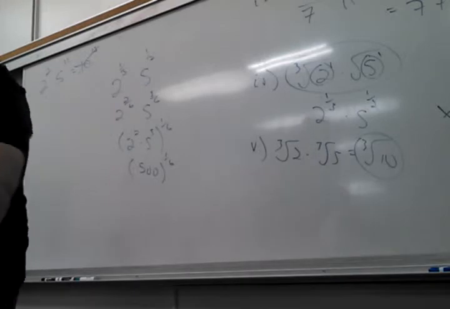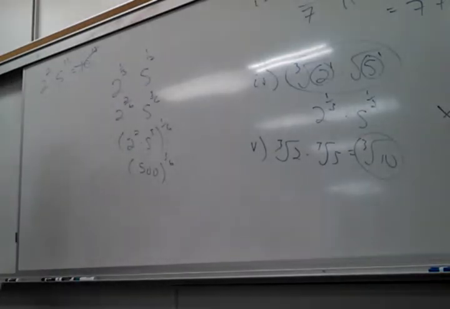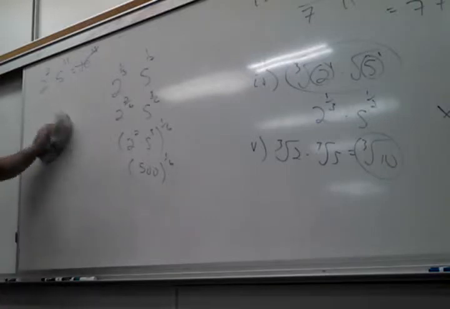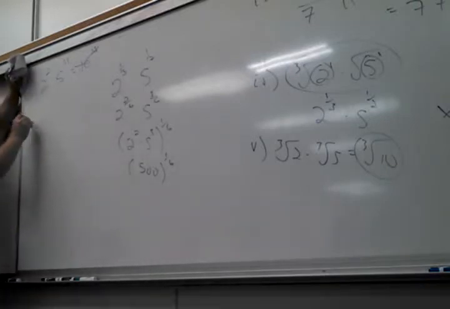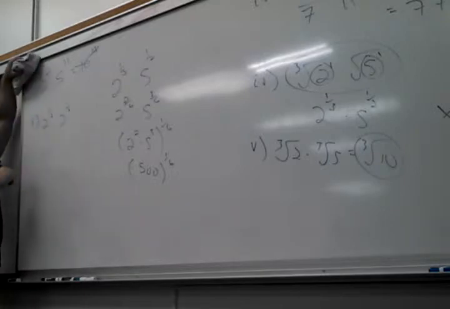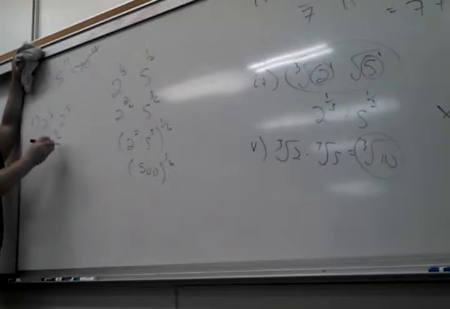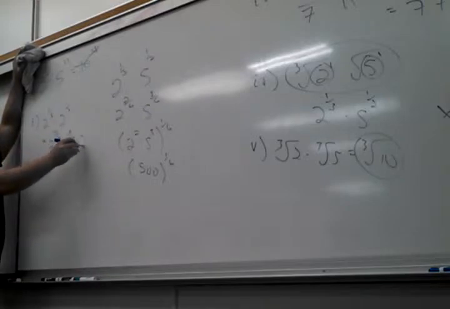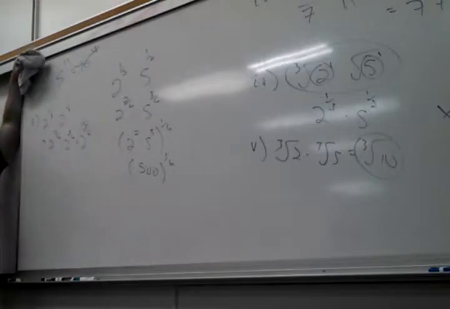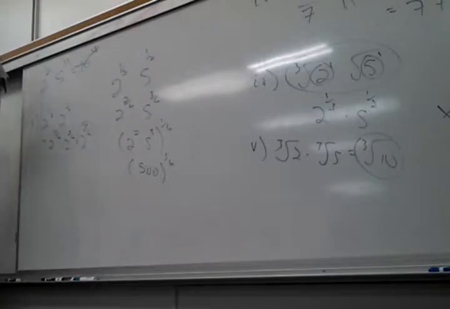So you're saying that we can't do that because it's not 2 times 2. If I had 2 to the 1/3 times 2 to the 1/2, now I could do something. So this would be 2 to the 2/6 times 2 to the 3/6. It would be 2 to the 5/6. That makes sense, right?